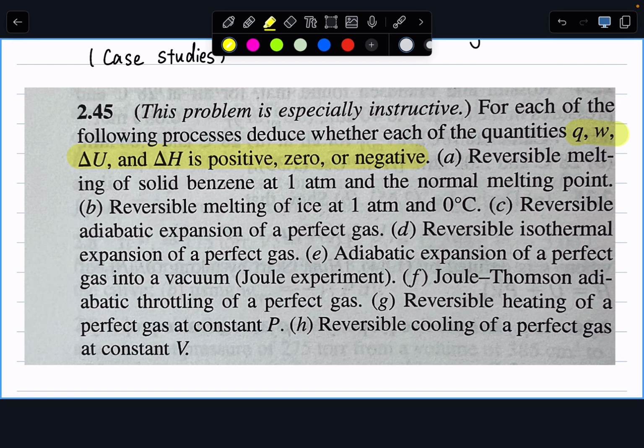First one, we have reversible melting of solid benzene at 1 atm and normal melting point. And I'm telling you that the density of solid benzene is larger than the density of liquid benzene. And it's a melting process, so we know that melting takes energy.